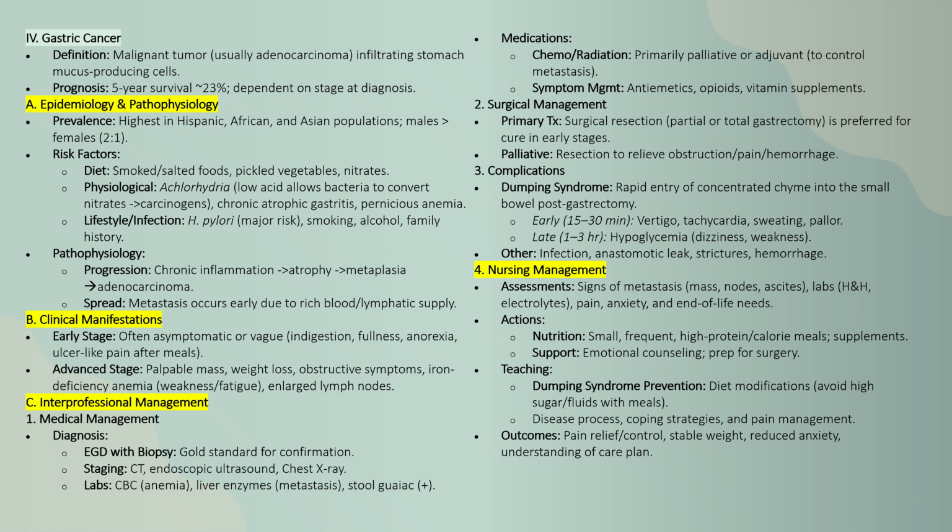Symptoms may include indigestion, anorexia, weight loss, vague epigastric pain, and a feeling of fullness. Pain is often ulcer-like and occurs after meals. In advanced stages, symptoms become more severe and do not respond to antacids or diet changes. May include palpable abdominal mass, nausea, vomiting, obstructive symptoms, iron deficiency, anemia, enlarged lymph nodes, weakness, fatigue, and weight loss.